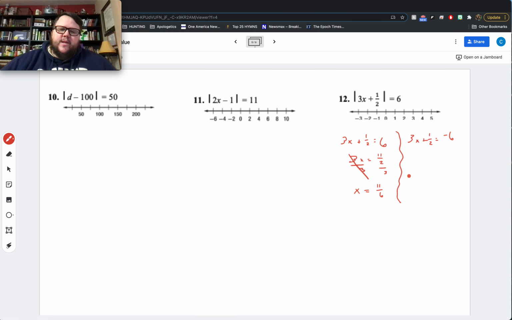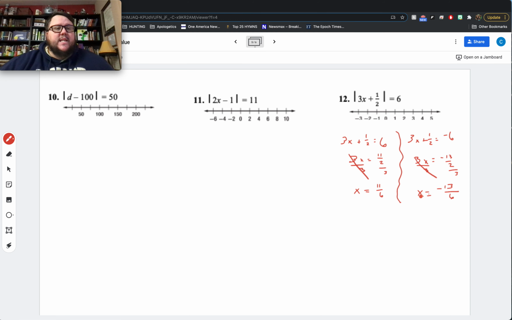And the reason I'm doing this one for you guys is I wouldn't give you a problem with the half in there. So subtract half over, so 3x would actually equal, so that's negative 12 over 2 minus 1 over 2 would be negative 13 over 2. Divide by 3. Divide by 3. I would get x equals negative 13 over 6.